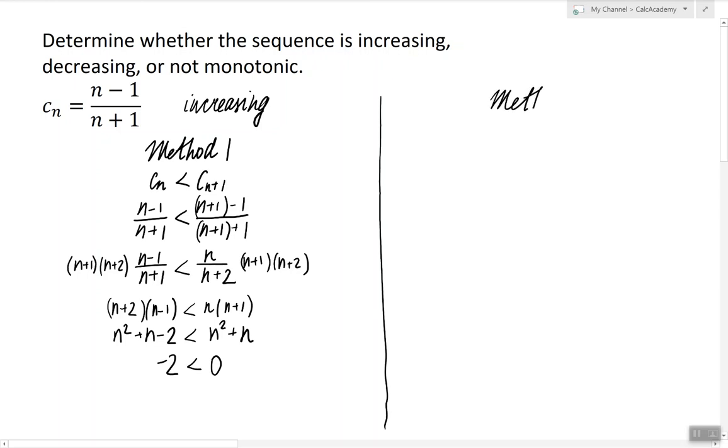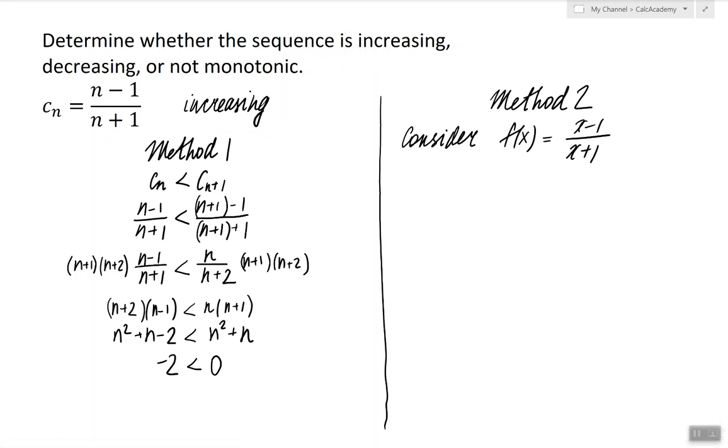Alternatively, we can do another method. In this method we consider a continuous function on which this sequence resides for all n greater or equal to 1, and it's continuous on this interval, and we want to figure out whether this function is increasing or decreasing. To figure that out, we have to find the derivative.